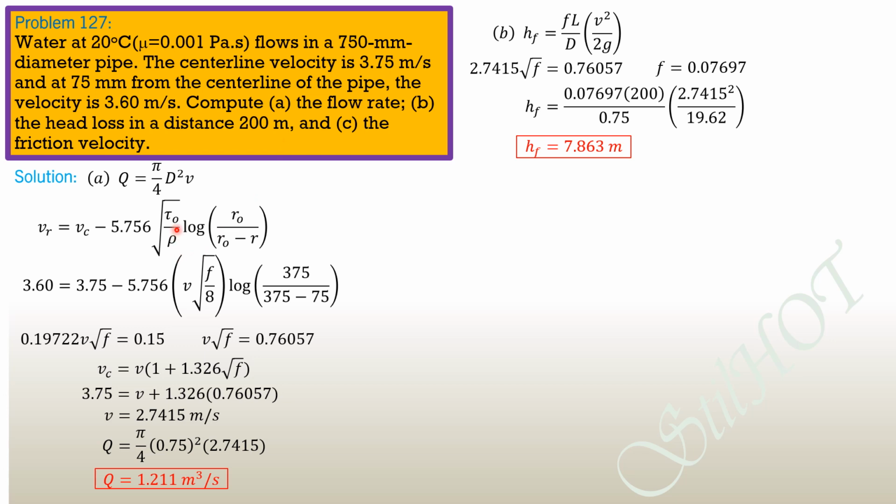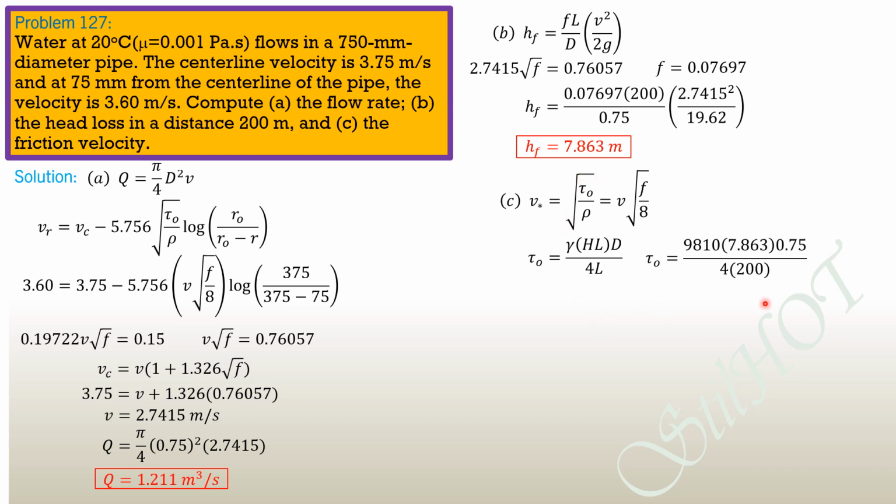Then finally, the friction velocity. It is square root of tau sub o over rho, or v square root of f over 8. So let's use these two formulas to verify that the results are the same. So v asterisk is square root of tau sub o over rho, it is v square root of f over 8, where tau sub o is specific weight times head loss times diameter over 4L. So specific weight is 9,810 newtons per cubic meter. The head loss is 7.863, diameter 0.75 over 4 times 200. So maximum shear stress or tau sub o is 72.315 pascals.